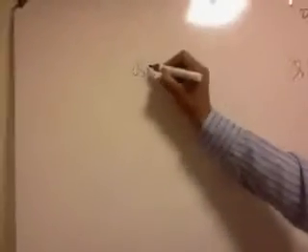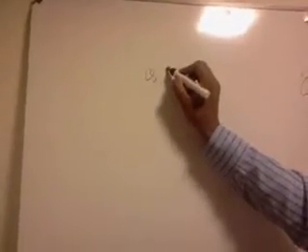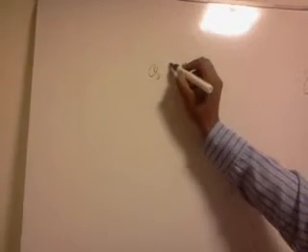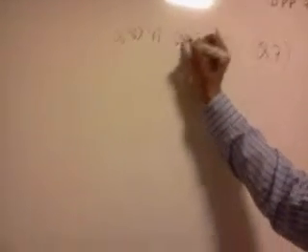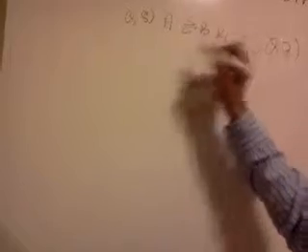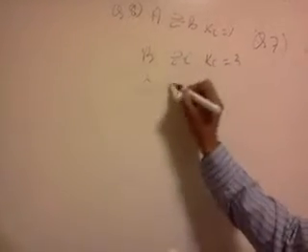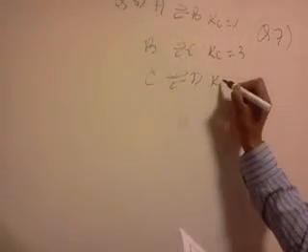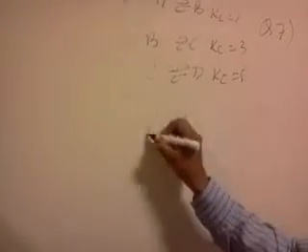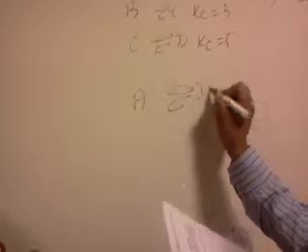Question number 8. A is in equilibrium with B, Kc is 1. B in equilibrium with C, Kc is 3. C in equilibrium with D, Kc is 5. I need to find the equilibrium constant for the reaction A in equilibrium with D.